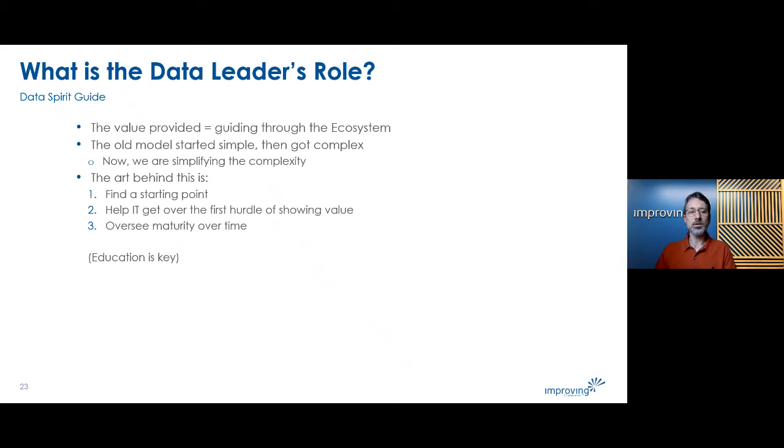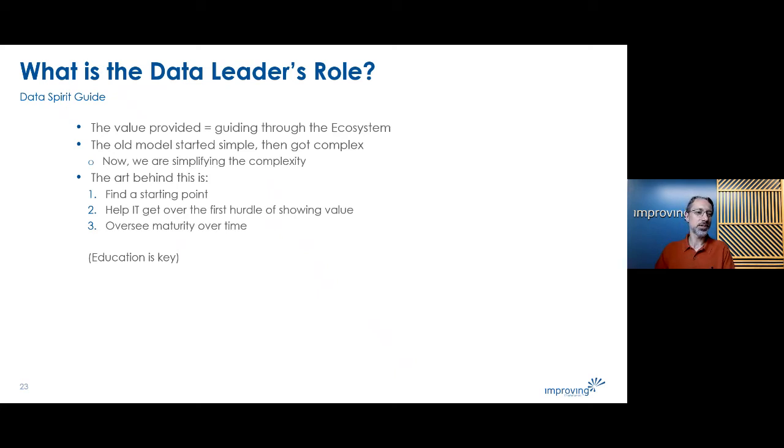So what is a data leader's role in all of this? And when I say leader, it doesn't mean you have to have a CIO title or a chief data officer. You could be a data engineer. You could be an architect. Really, anyone who wants to help the organization that you're serving modernize its architecture. So the real value, I think, that we can provide is guiding the organization through this complex ecosystem.